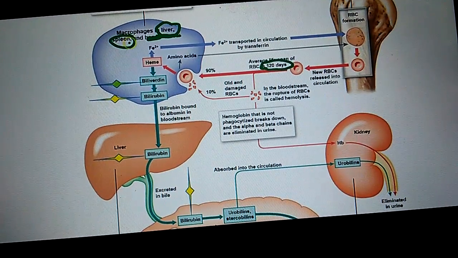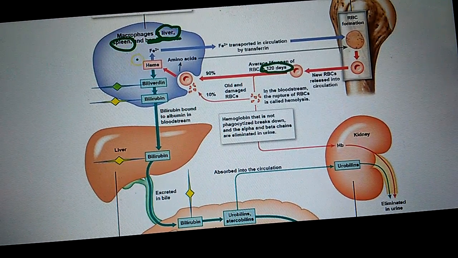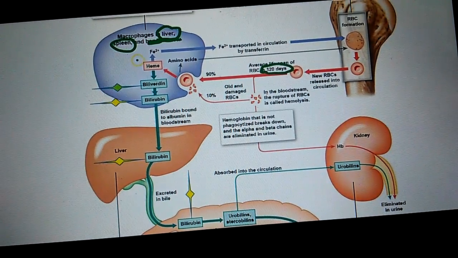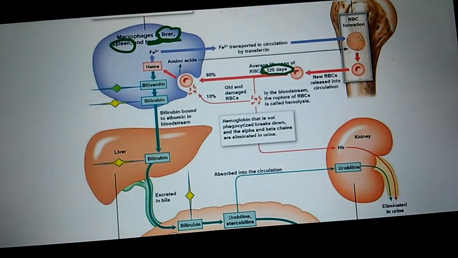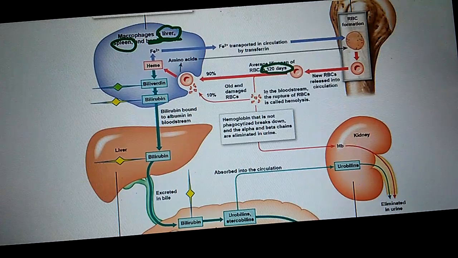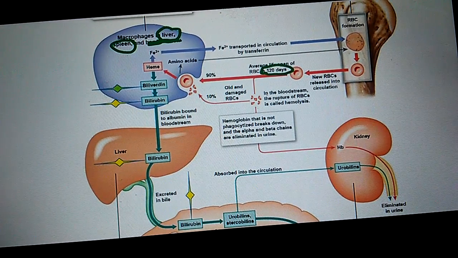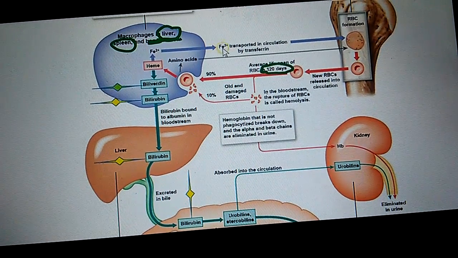I think I just said bone marrow. I meant red blood cells. What organs are responsible for breaking down red blood cells? Liver and spleen. Does the liver and spleen break down red blood cells? Yes. Okay.